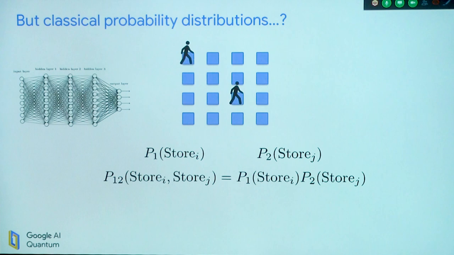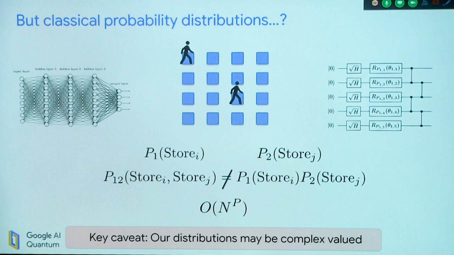But if they know each other, this does not factorize, and storing that joint distribution can scale exponentially, exactly like that last slide. So I have to keep track of an immense space, and this is what we compactly try to do with machine learning networks or deep neural networks. On the quantum side, this is what we're going to try to do with parameterized circuits. So for early circuits, I'm going to try to approximate where these electrons sit with something that looks like a classical neural network, but on my quantum device. The key caveat is that our distributions are complex valued, meaning in my quantum world, these two people can interfere with each other and end up not in the same place by accident. So that will be the key difference, where my people will become electrons.